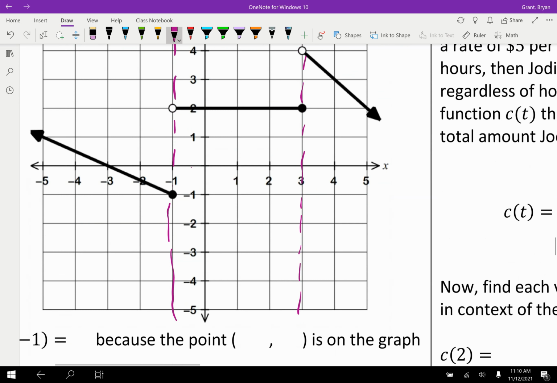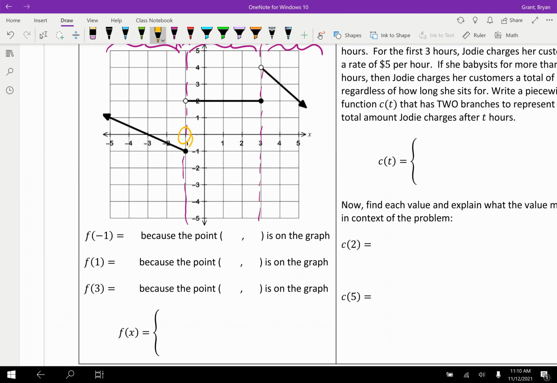All right, let's do our points first. What is f of negative 1? Well, here's negative 1. We don't go up there. That's an open circle. We go down there. There we go. That's f of negative 1. This is the point negative 1, negative 1. And so now we know the value of f of negative 1.